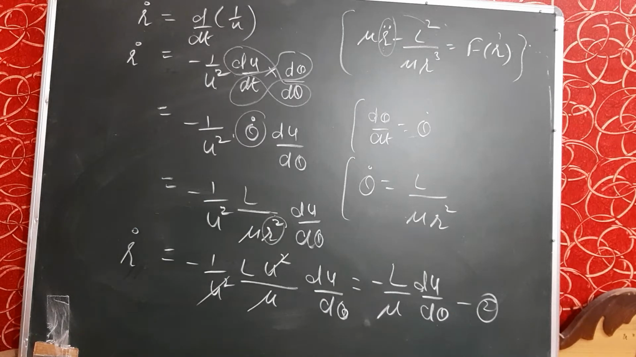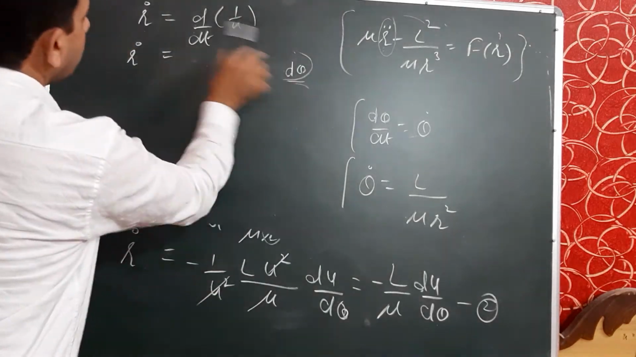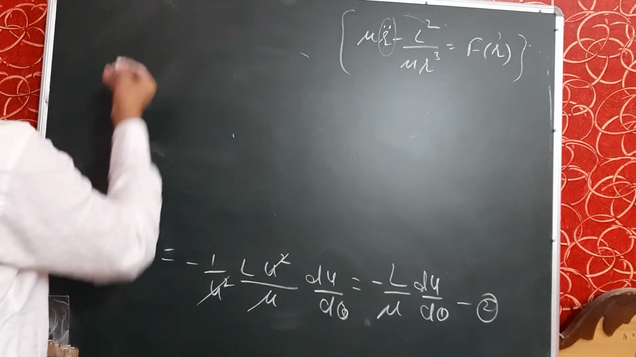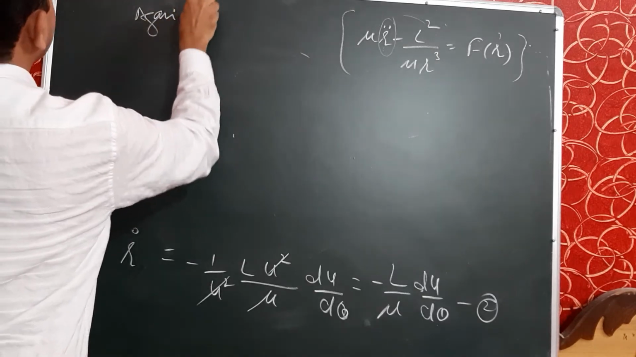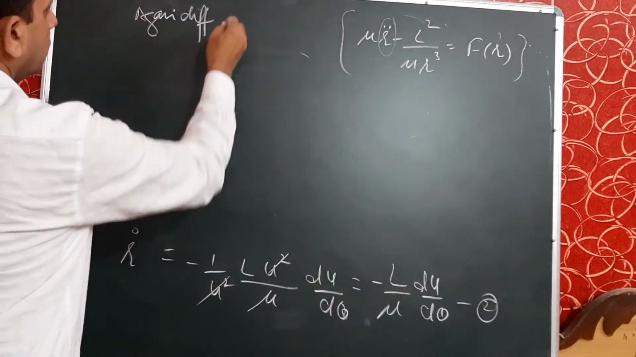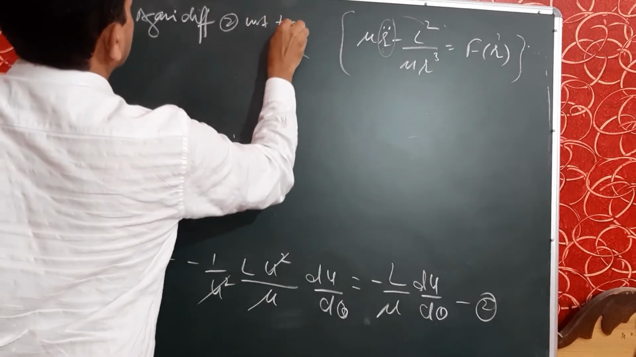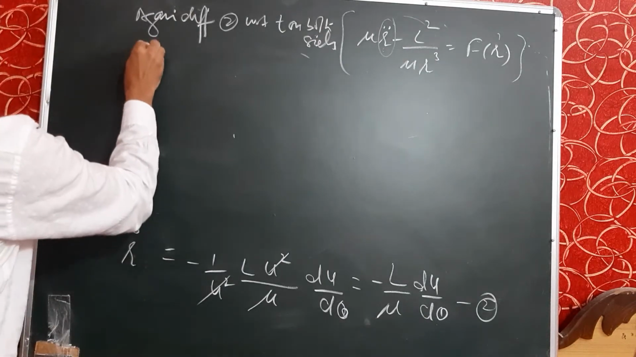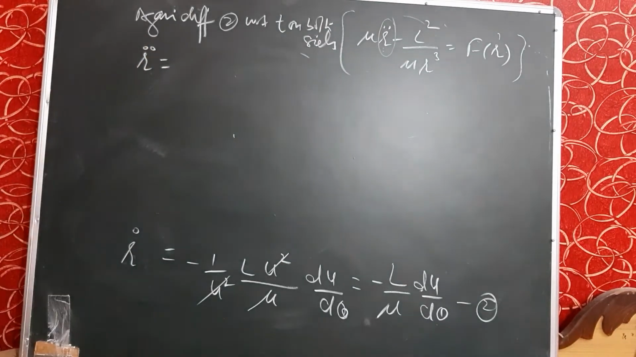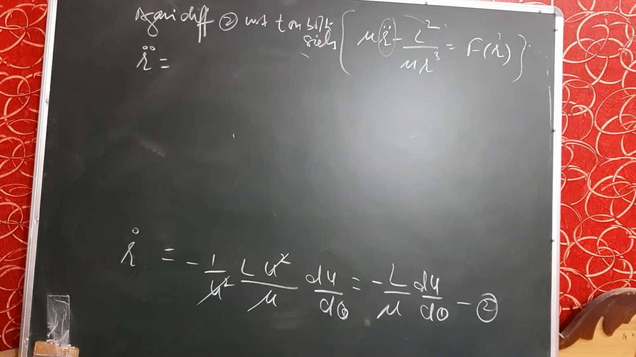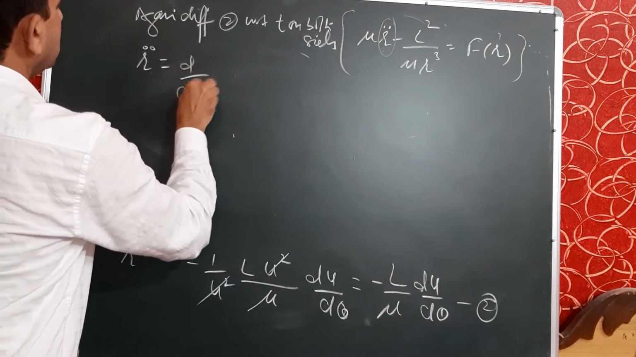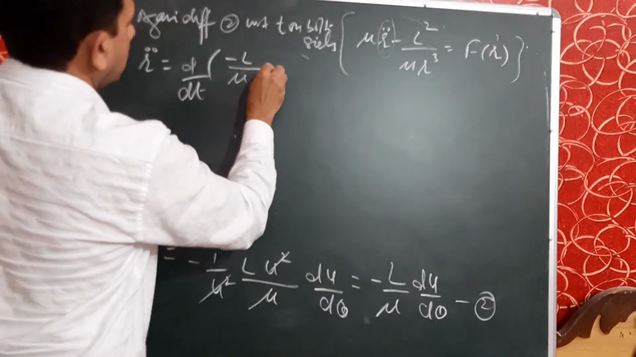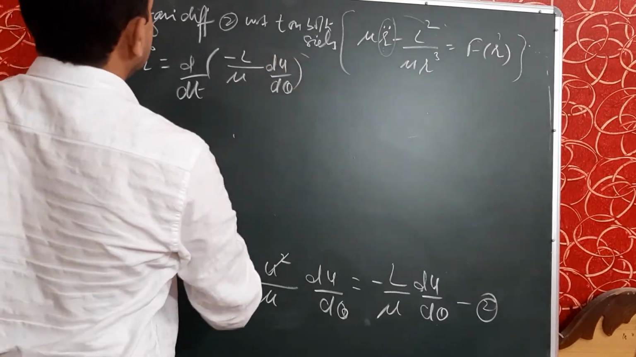Now, we will find r double dot in terms of u and theta. So, again differentiating this equation number 2, that is r dot, with respect to t on both sides, we will get r double dot, the double derivative with respect to time, and the derivative with respect to t of this term, minus L over mu into du by d theta.